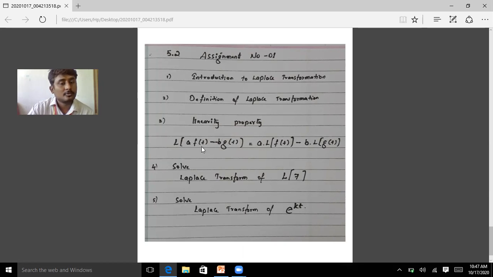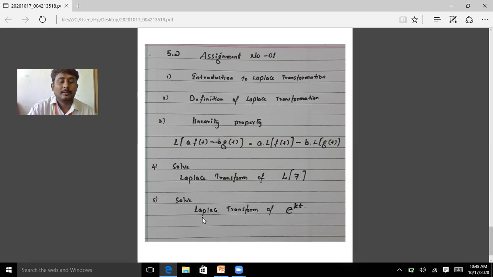In that we solved the plus function here: the Laplace transformation of a constant value into the first function minus a second constant into the second function. Okay, so we solved the plus function here, so I will give you the assignment as a minus function. Then Laplace transformation of L of 7. We solved here Laplace of one function, so you have to solve Laplace of 7.